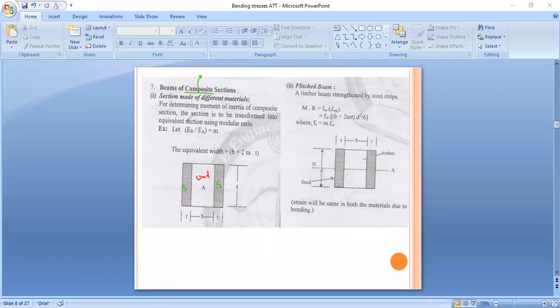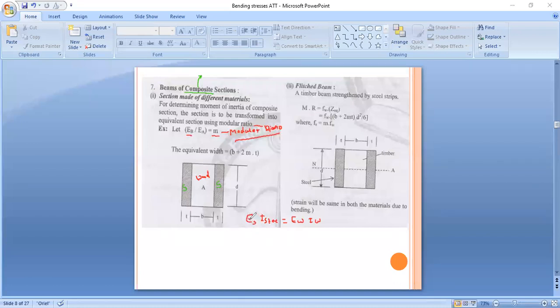Now here one example is given. Modulus of elasticity for the first material divided by modulus of elasticity for the second material is equal to m. So this is called the modular ratio. Now here we have to apply equivalent properties. Suppose E steel into I steel is equal to E wood into I wood. We will apply this equation.